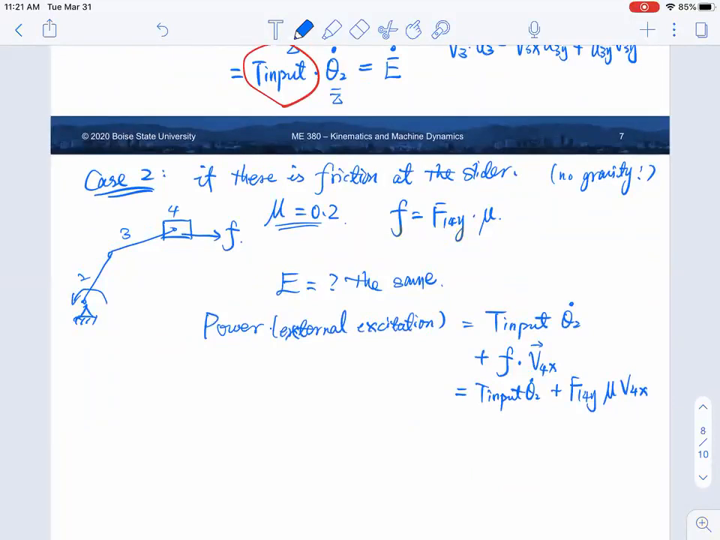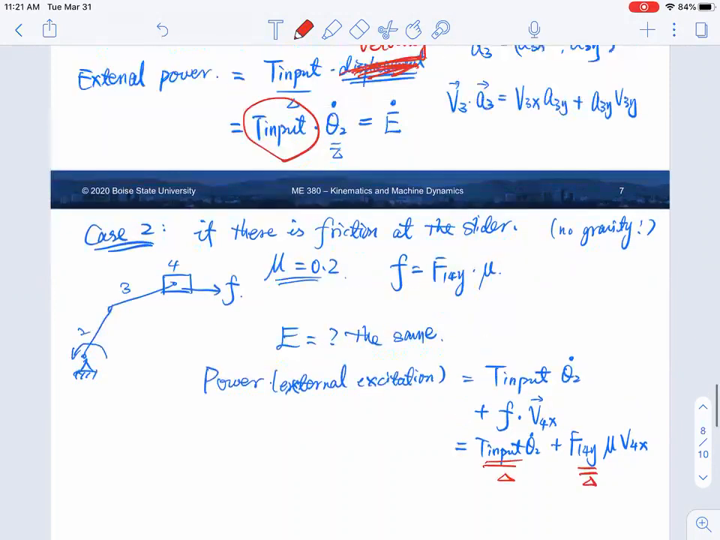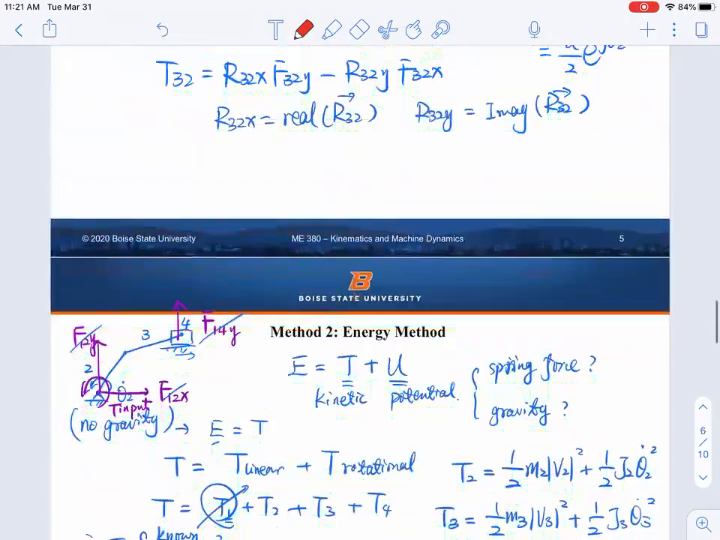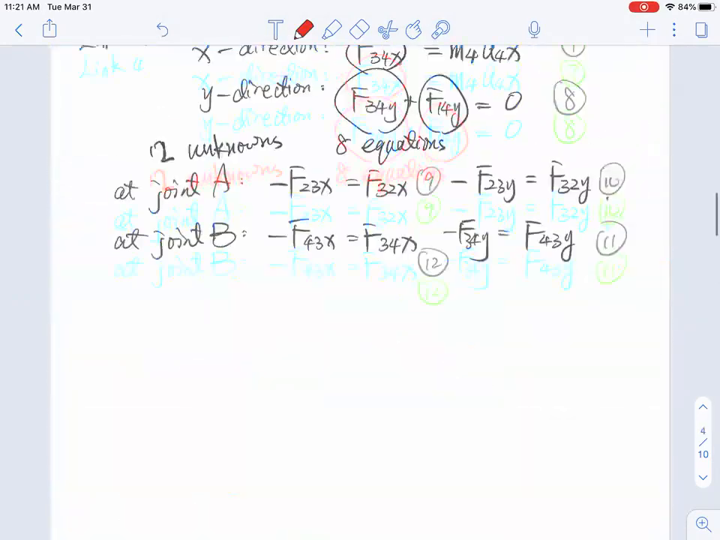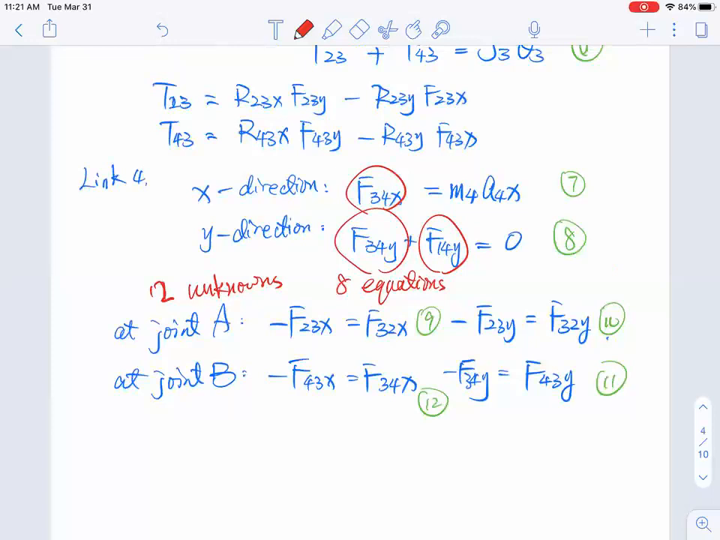So you only have one equation, but in this case, we don't know the normal force. We don't know the input torque. So personally, I think energy method cannot help us to solve this problem unless you have any better ideas. So I don't think we can solve this because we have two unknowns, only one equation. So that means you have to go back to the Newtonian method, and then you need to make some changes to the last equation you have, to the equation number 8.